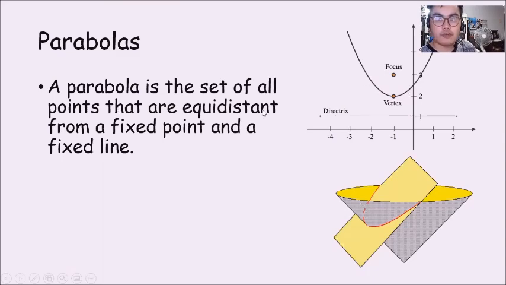This is the set of all points that are equidistant from a fixed point and a fixed line. So it means to say that the distance between the focus and the vertex should be equal with the distance between the vertex and the directrix. In order to form a parabola in terms of slicing the cone, it must be parallel with the edge of the cone.